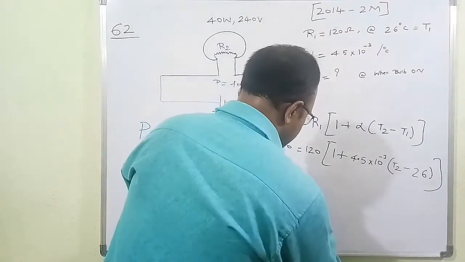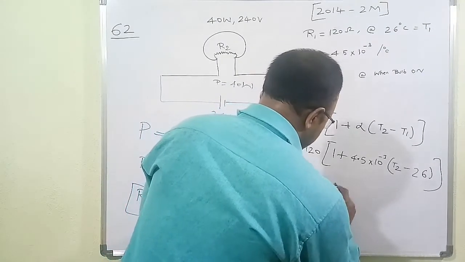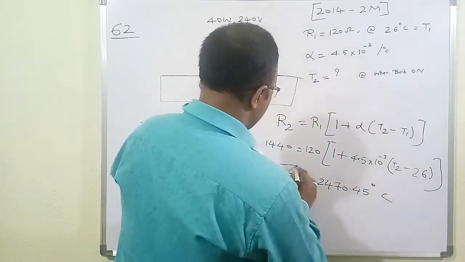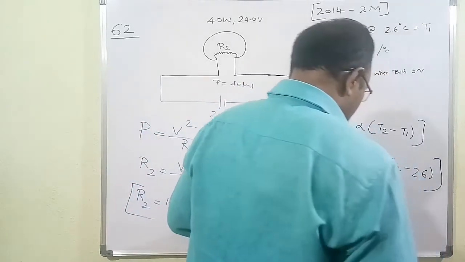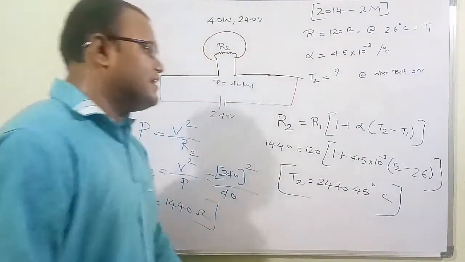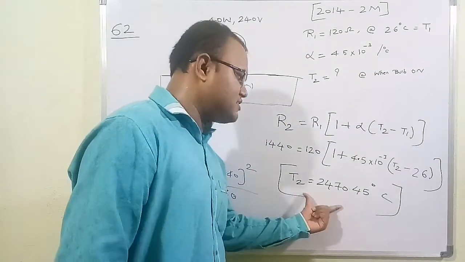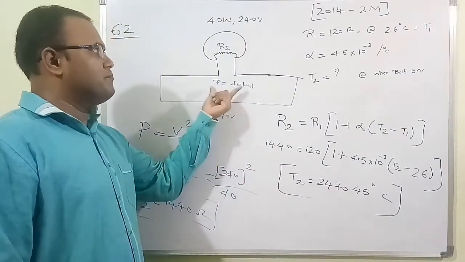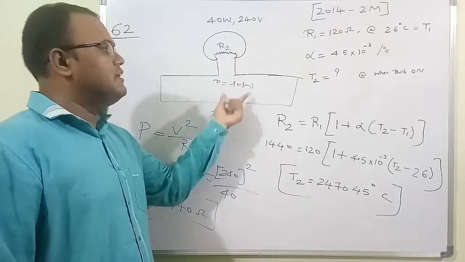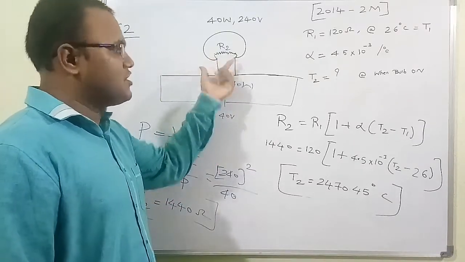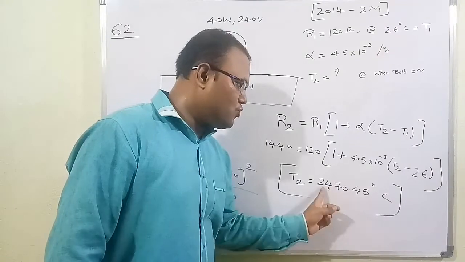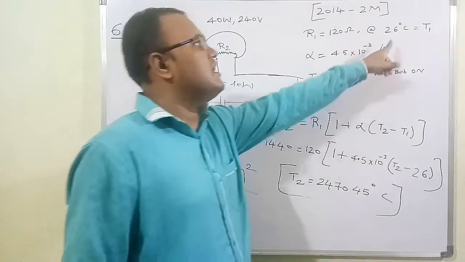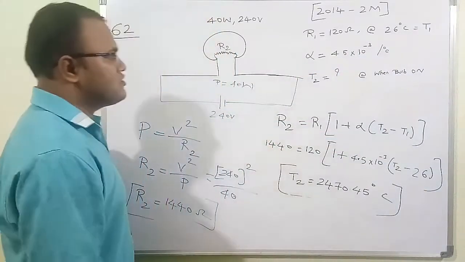So the value of T2 is 2470.45 degrees centigrade. At this temperature, when we give a supply voltage of 240 volt, the bulb is going to dissipate a power of 40 watt. So now the bulb has a temperature of 2470.45 degrees centigrade. Therefore T2 is greater than T1. So this is our required solution.